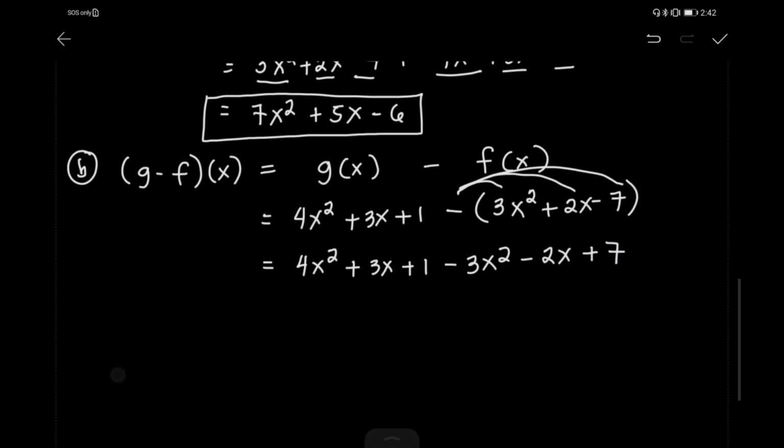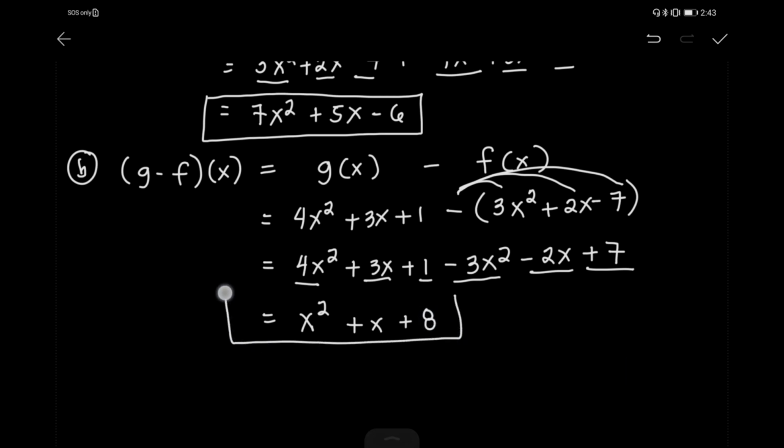Then, combine like terms. So we have here 4x squared minus 3x squared. So we know this is now equal to x squared. Then, 3x minus 2x. So this is equivalent to positive x. Then, 1 plus 7. So we know this is equal to positive 8. So this is now the difference of the two given functions.